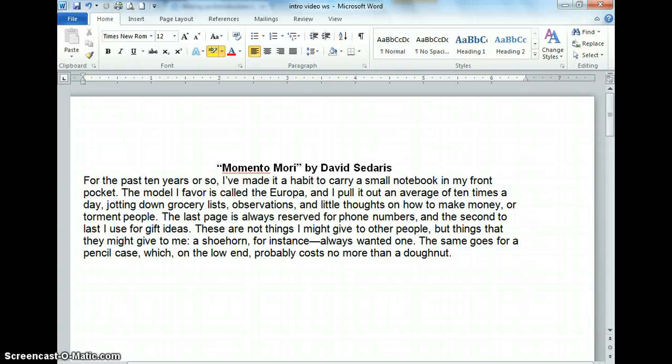For the past 10 years or so, I've made it a habit to carry a small notebook in my front pocket. The model I favor is called the Europa, and I pull it out on an average of 10 times a day, jotting down grocery lists, observations, and little thoughts on how to make money or torment people. The last page is always reserved for phone numbers, and the second to last I use for gift ideas. These are not things that I might give to other people, but things that they might give to me. A shoehorn, for instance. Always wanted one. The same goes for a pencil case, which, on the low end, probably costs no more than a donut.